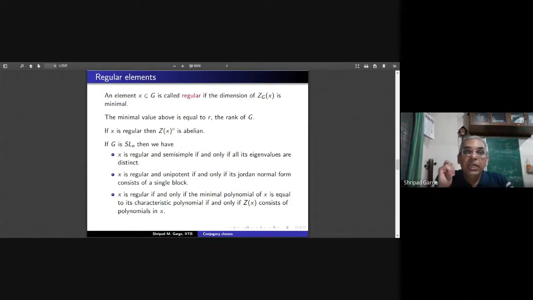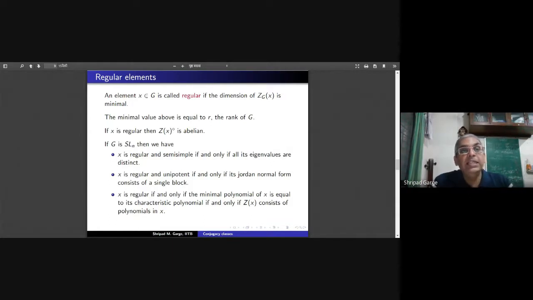Now, if your element is regular, then the connected component of its centralizer is an abelian subgroup. There are many nice results for regular elements. If your X is a regular element, it may be a semi-simple element, a unipotent element, or a general element which is neither semi-simple nor unipotent. But if it is regular, then Gx naught is an abelian group. So your centralizer is almost an abelian group.